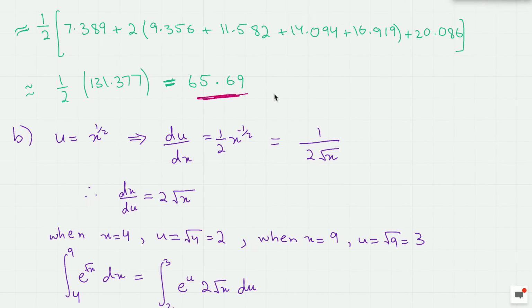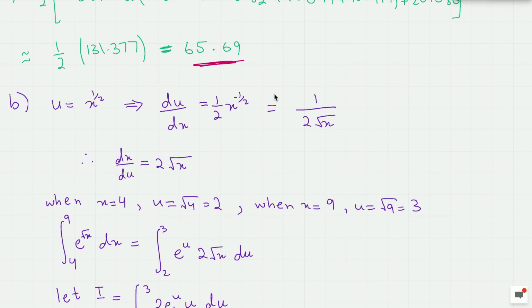So now for the method of substitution, the first thing that we do is differentiate u. So we're given that u is equal to x raised to half. So du over dx will be half x raised to the negative half, which can also be written in this form, which is 1 over 2 root of x. And we need to find dx over du. So dx over du will be the reciprocal of du over dx, which is just 2 root of x.